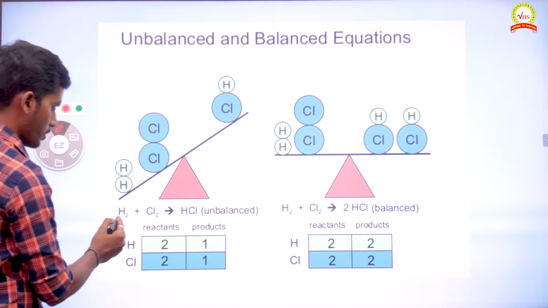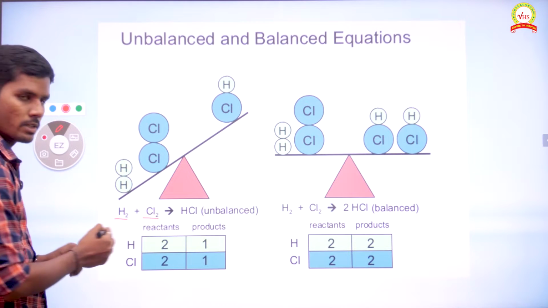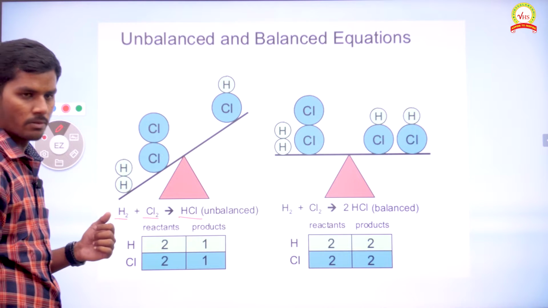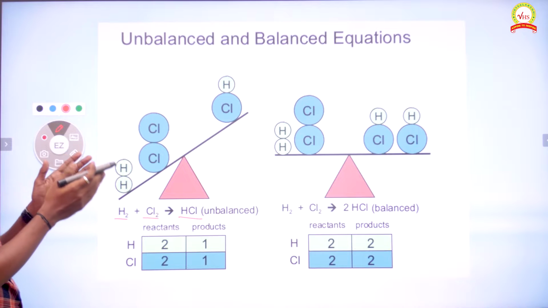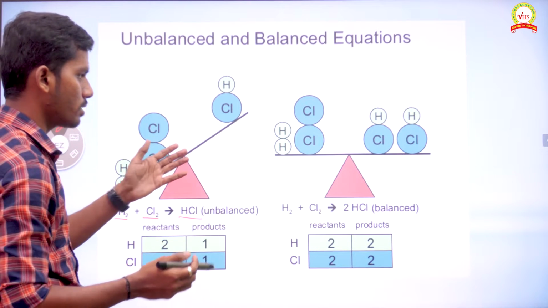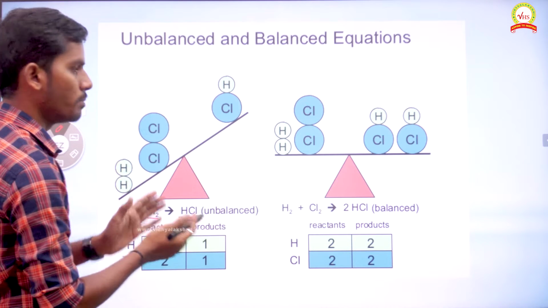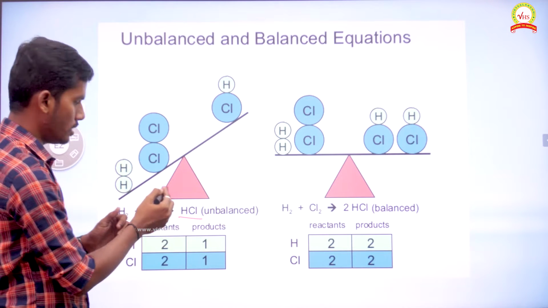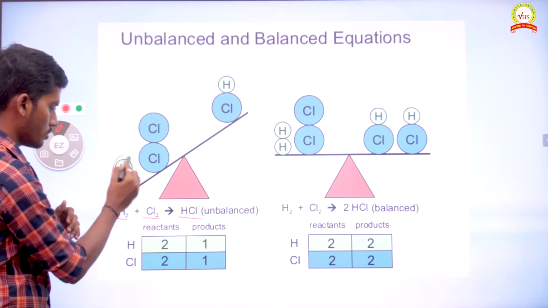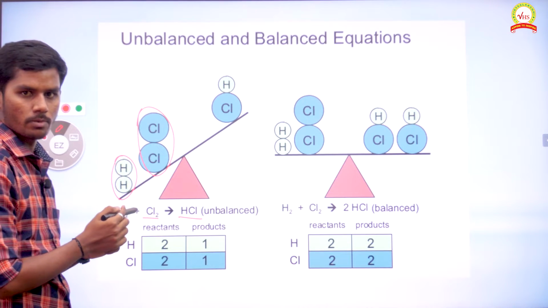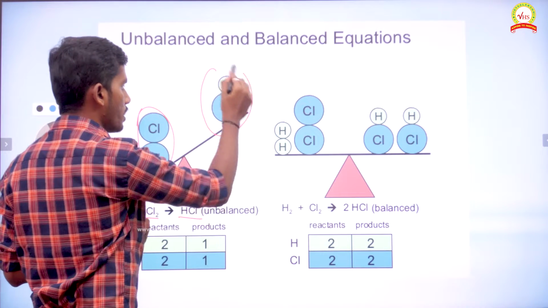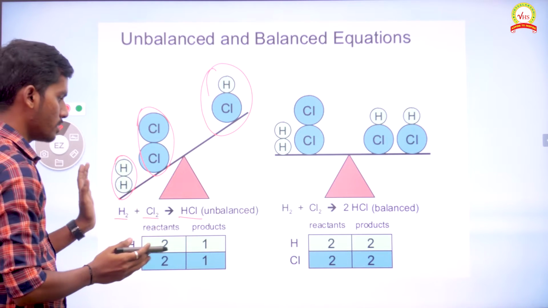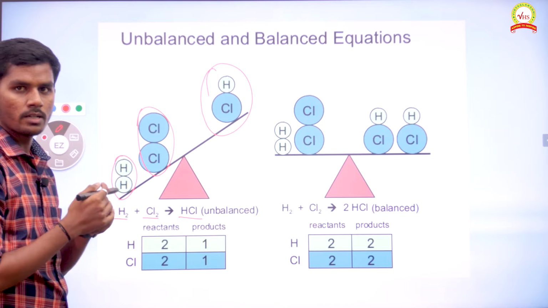So this equation represents hydrogen gas reacting with chlorine gas, producing hydrochloric acid or HCl. Okay, just see this image. By seeing the image itself, I hope you will be able to understand why balancing chemical equations is required, right? So in this unbalanced equation, 2 hydrogen atoms are present and 2 chlorine atoms are present, and it is being formed as HCl, hydrochloric acid. See the slanting position, the reactant side is heavier and the product side is very light.